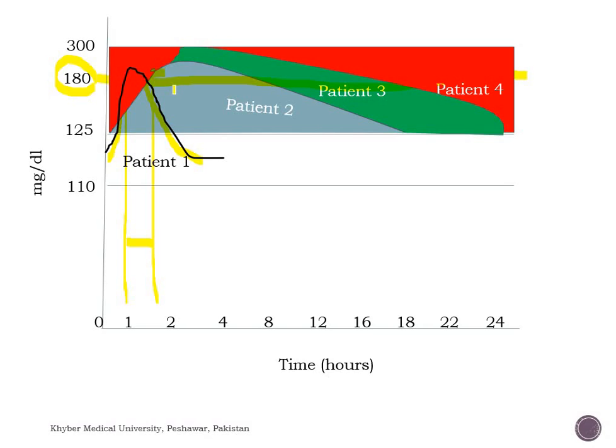Contrary to this one, this is patient 2, and you can see that his blood glucose level is above 125 milligram per deciliter from early morning, and this is the area under the curve for this patient 2.